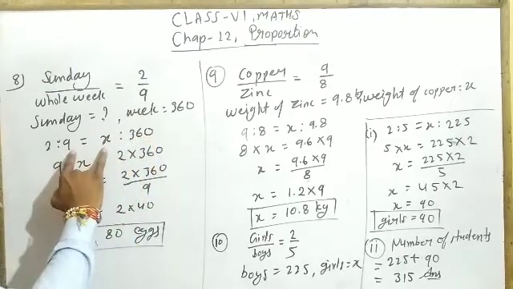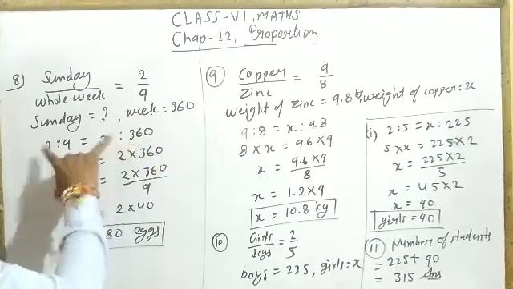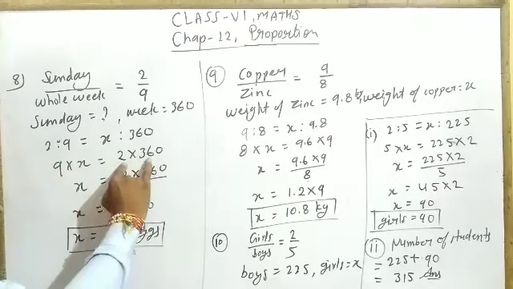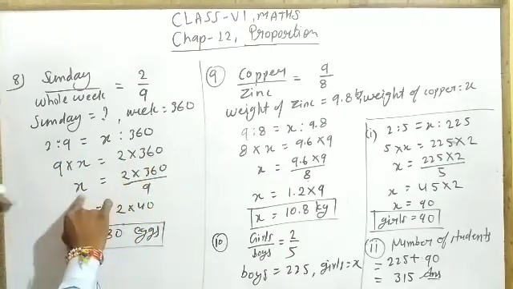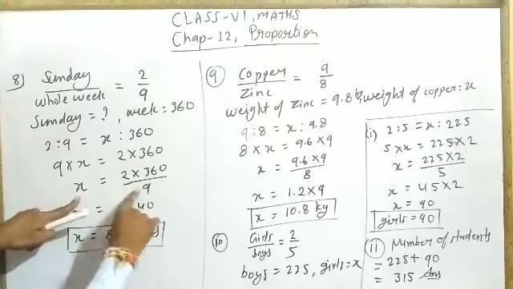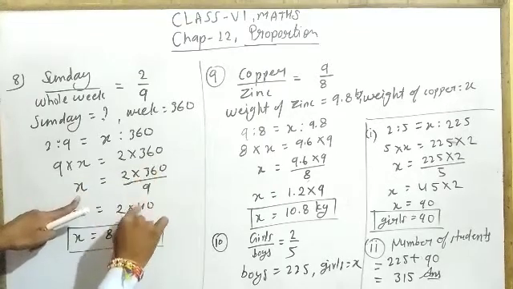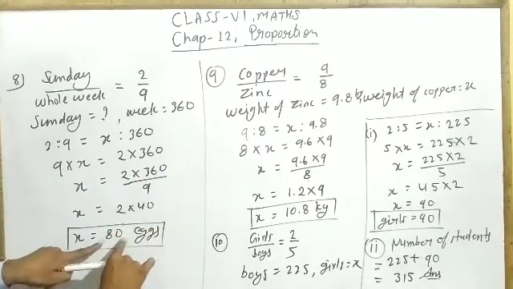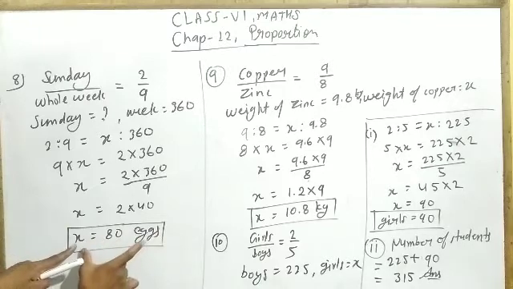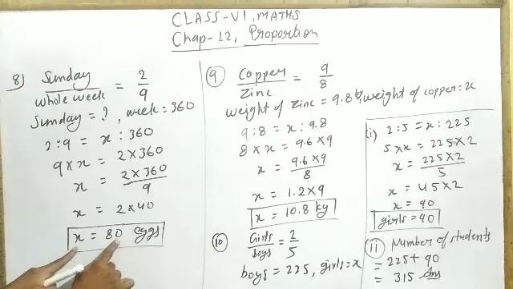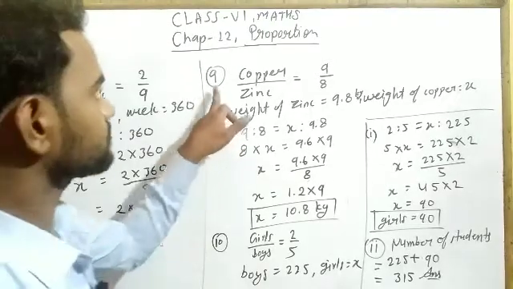Now product of means equals product of extremes. 9 into x equals 2 into 360. Dividing 360 by 9 gives 40, then 2 into 40 is 80. This is the selling on Sunday. So on Sunday the shop sells 80 eggs.